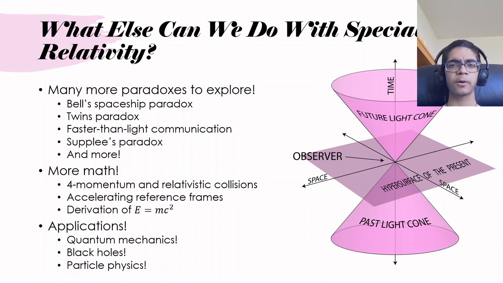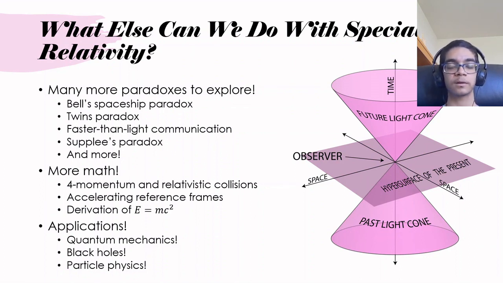Additionally, there are also lots of practical applications of special relativity. Instead of these sort of outlandish scenarios of ladders moving through barns at relativistic speeds, we can look at things like quantum mechanics. We can look at stuff like the black hole information paradox, of how information can be transmitted through a black hole, and how information is preserved within it. And we can also look at particle physics.